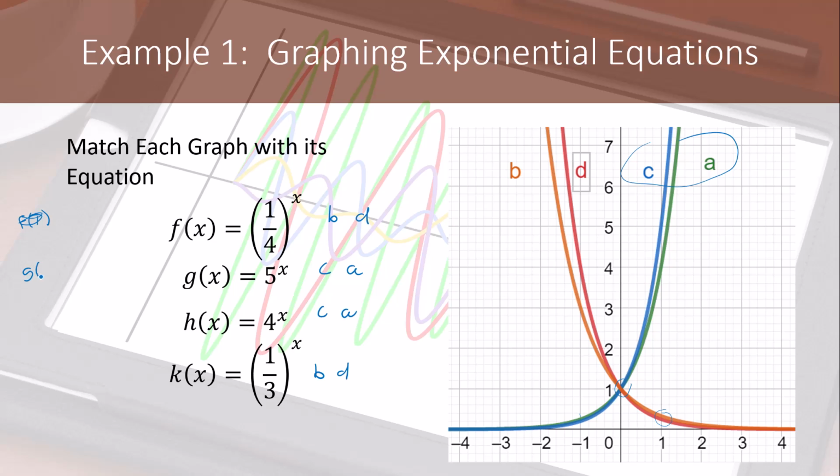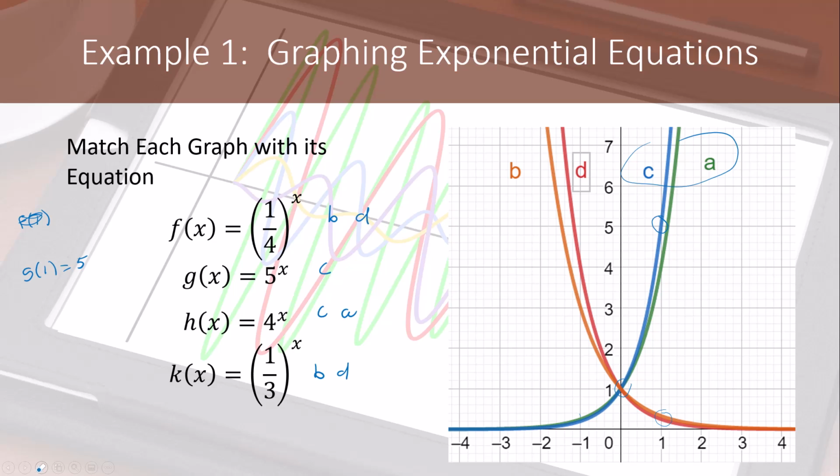g should be equal to 5. All right, so here's 1. Let's go all the way up. There's 5. G has to be C. It cannot be A. Why? Because when x is equal to 1, g is equal to 5, and we have a 5 there. Okay, cool.